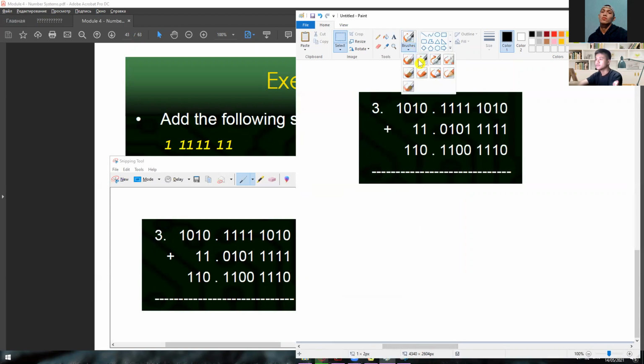Okay, so right here, 0 plus 1 plus 0 is 1, so no problem. 1 plus 1 plus 1 is 11, so carry 1, bring down 1. 1 plus 1 plus 1 is 11, so carry 1, bring down 1. Now, what about this one? 1 plus 1 plus 1 plus 1. We have 4. What is the representation of 4 in binary?